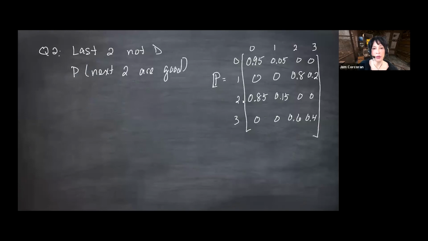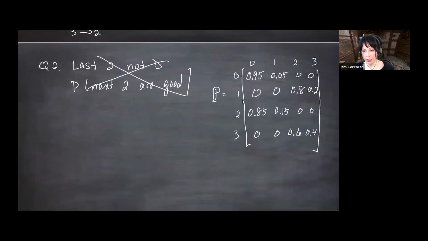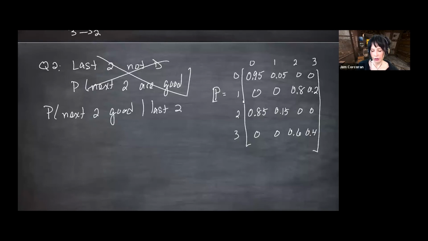This is such a horrible way to write down this question. I am rushing, but really what I want is a conditional probability. I'm going to just state it right now because I'm almost out of time. Given that the last two are defective, what is the probability that the next two are good? So, the probability the next two are good given the last two were defective.